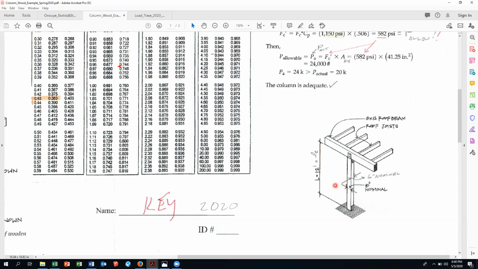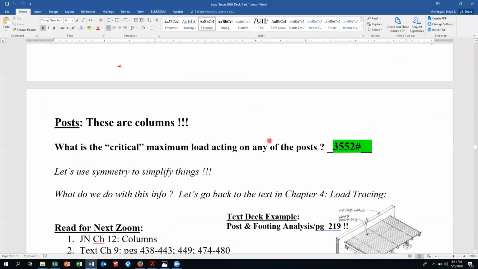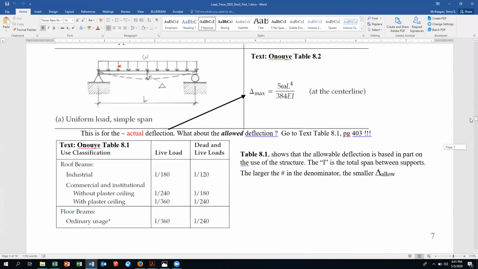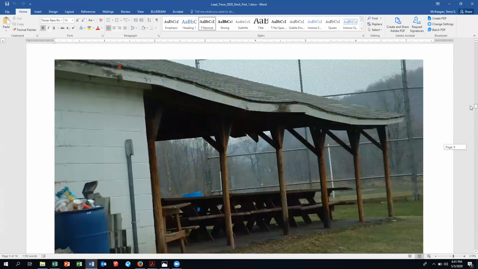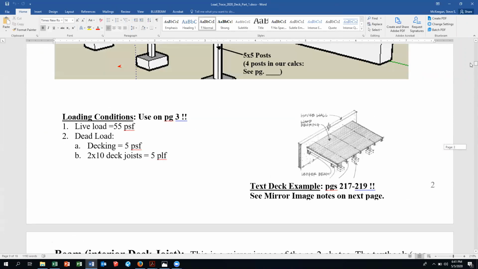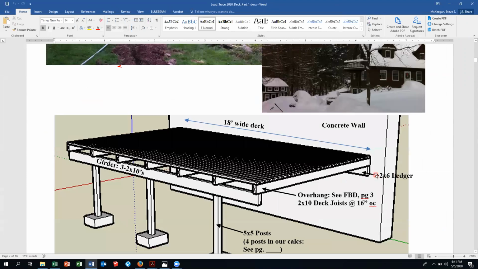We'll also, I don't know how much time we'll have, but we'll get into a little bit of connections. We will go back to this, and I will calculate for you the load on the, where the hell did it go? It would be the load on the ledger beam. And then we'll talk about different connections, if you will.